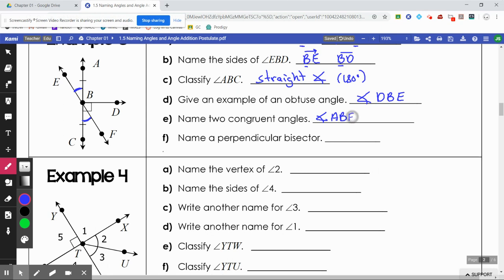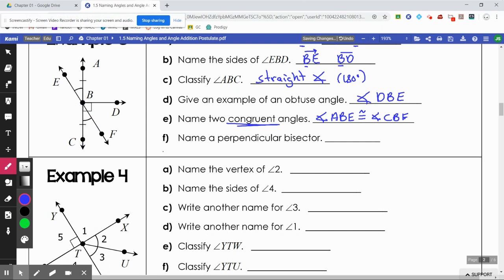And just to get some more practice with our symbols, I'm going to put angle ABE is congruent to angle, because they're saying find two congruent, this angle here, which would be CBF. Very important again to point out that the B is in the middle because it's the vertex.